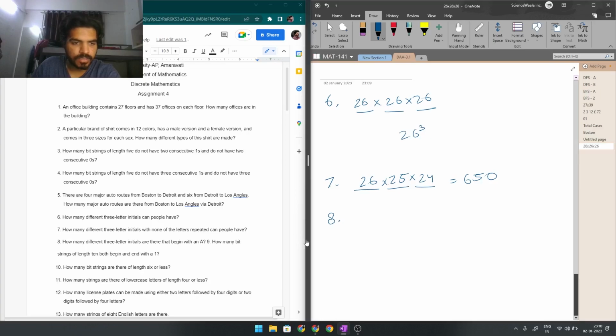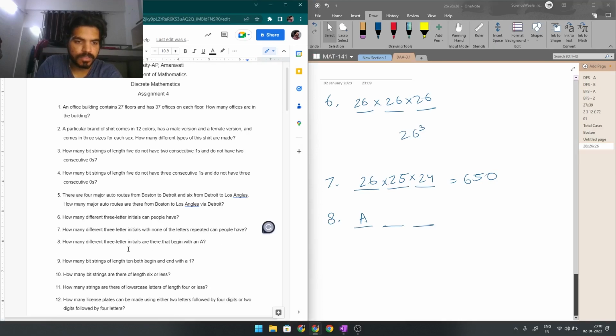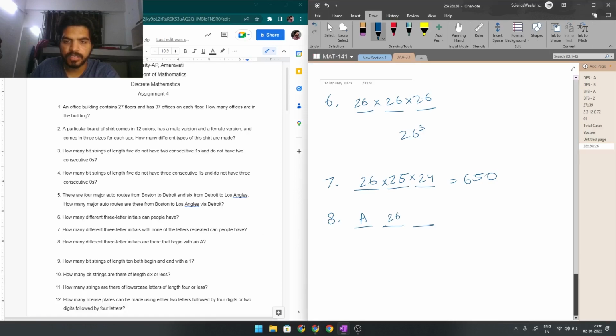Moving on to the eighth question. How many different three-letter initials are there that begin with A? Now this is a much simpler question. This place is now fixed. We don't have to care about it. Okay, A. Now 26 options here, 26 options here. No condition specified that we can repeat or not. So I'll take it as 26 squared only, that is 676.